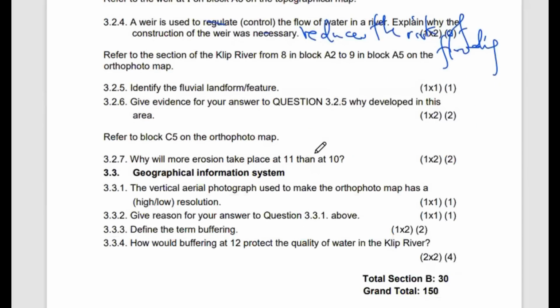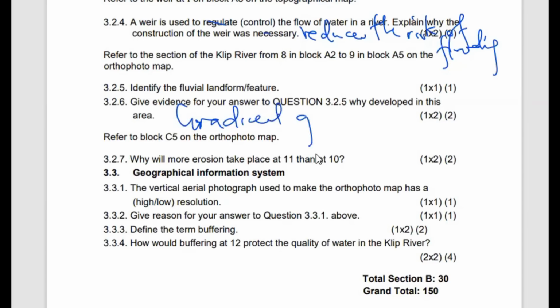Right, refer to the section of the Klip River from 8 block. Unfortunately, we don't have the map. Identify the fluvial feature. You check the fluvial feature on that part of the map which is asked. And mainly, they ask on features like the meanders along the river. You're supposed to figure it out. If there's a bend there, automatically it means that qualifies to be a meander along that river channel. And then give evidence for your answer. Why it developed in this area. If it is a meander, then you talk about the river being in the lower course, and also you talk about the gradient being flat.